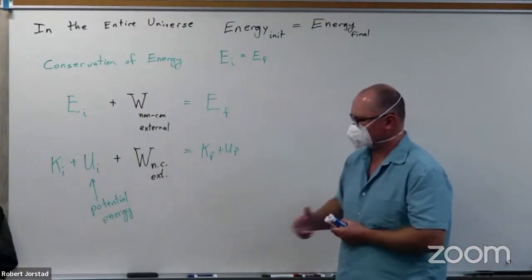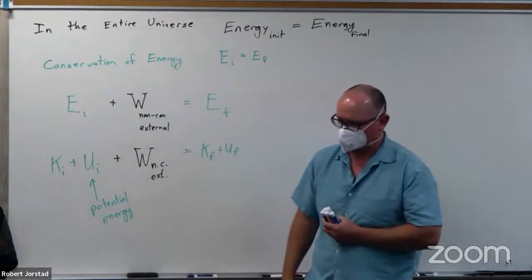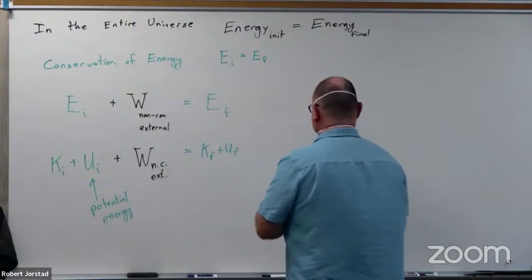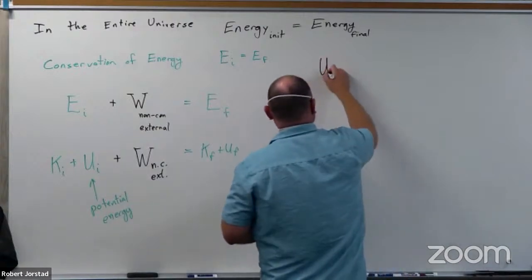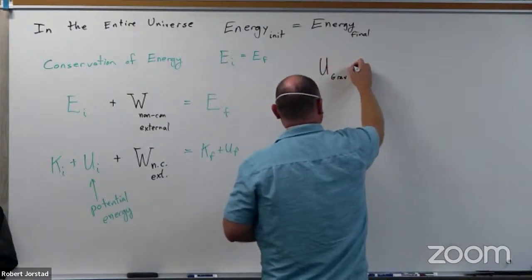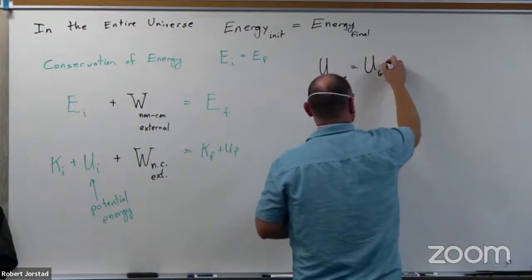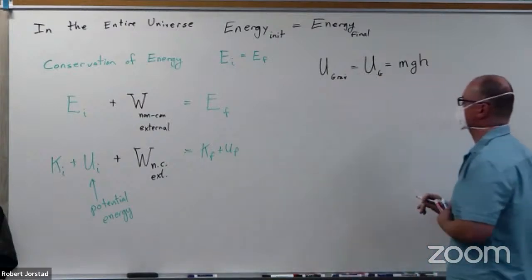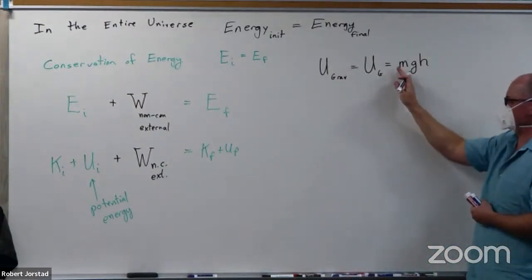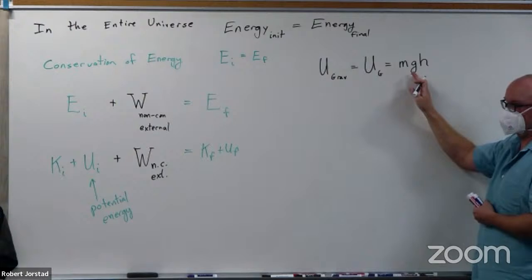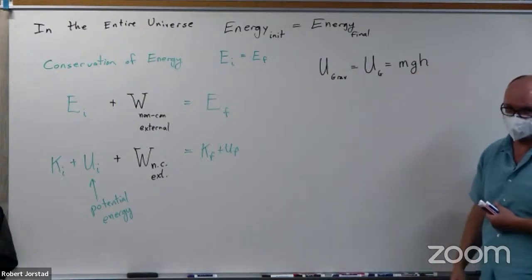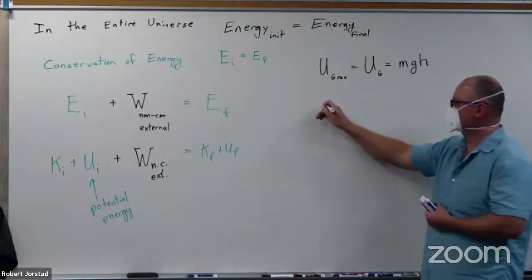All right, so the symbol U is potential energy. Now, let me tell you the types of energy we're going to have. U gravity, or U subscript G, the equation for that is going to be mgh. If you tell me the amount of mass, what planet you're on, and your height above the surface, I can tell you how much energy you have.